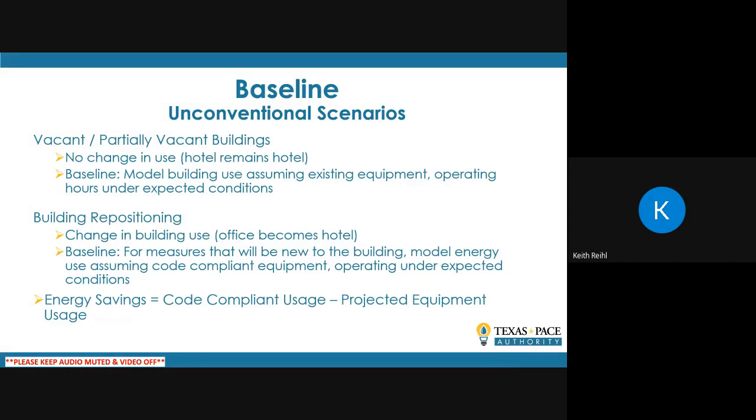And then there could be building repositioning. It could be a change in the building use. It could become a hotel from an office building, or the other way around, a hotel that becomes an office building. So for the baseline, you look at the lighting source and the measures that will be new to the building, and you model it, code compliant equipment or what you're going to use, and your energy savings is what was there versus what is there now. If you're building the building totally, for the most part, it's developed and you're gutting it and redoing it with the site, you have to build to building code compliance. So then the energy savings baseline would be code compliance versus your baseline being what was there.